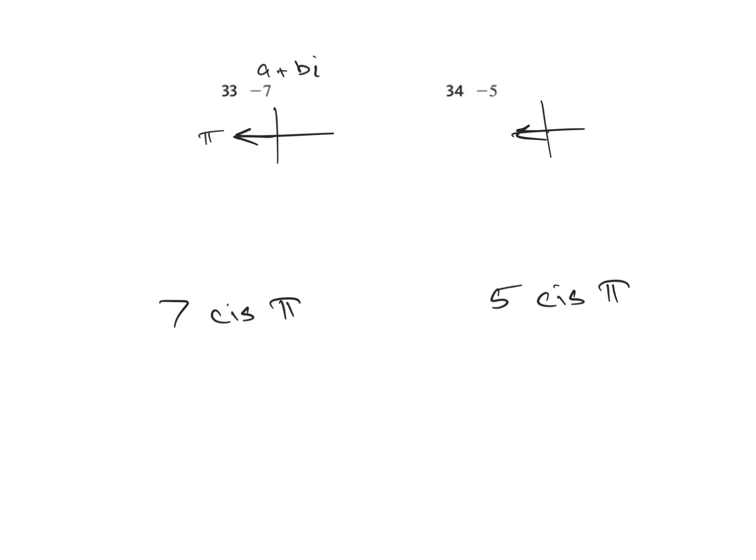So hopefully you learned your lesson on the last one, a plus bi. So your y value is 0. Where are we at negative 7? We're the other way at pi. So r is going to be 7 cis pi. For 34, r is going to be 5 cis pi. So that's the same direction.